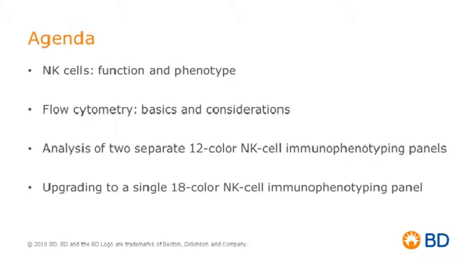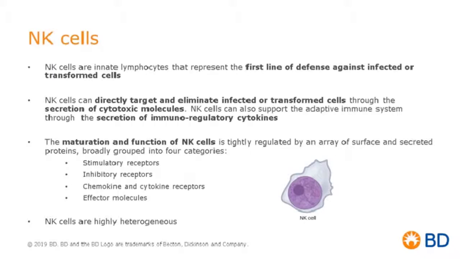Starting by describing the biology, NK cells are innate lymphocytes and represent the first line of defense against infected or transformed cells. They have the ability to directly eliminate infected or transformed cells through the secretion of cytotoxic molecules. They also have the ability to regulate the immune system through the secretion of immunoregulatory cytokines.